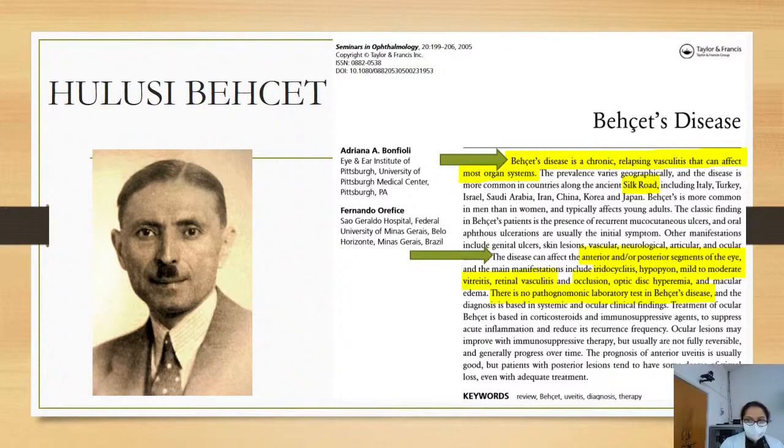Coming to ocular involvement, it affects both anterior and posterior segment of the eye, and the main manifestations include iridocyclitis, which is hypopyon iridocyclitis, mild to moderate vitritis, retinal vasculitis, vascular occlusion, optic disc hyperemia and macular edema. It also says that there is no pathognomonic laboratory test in Behçet's disease.